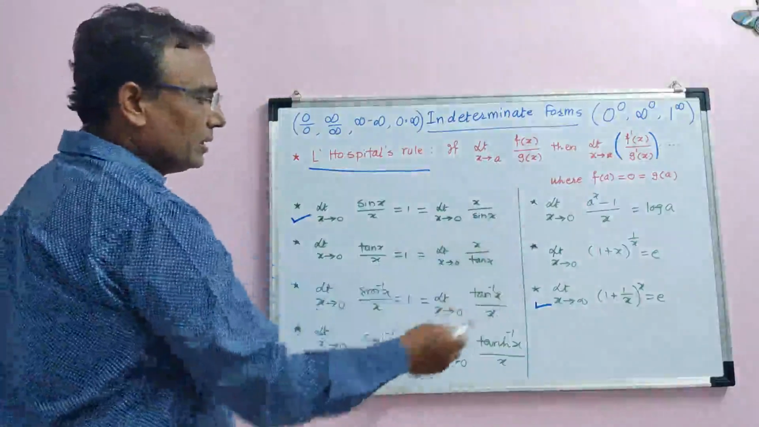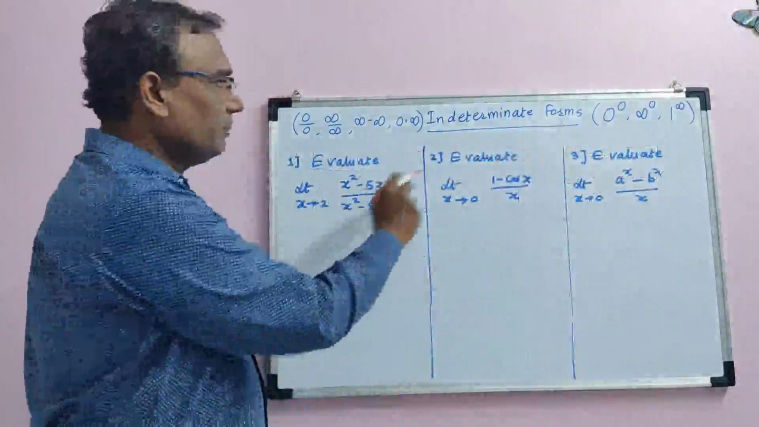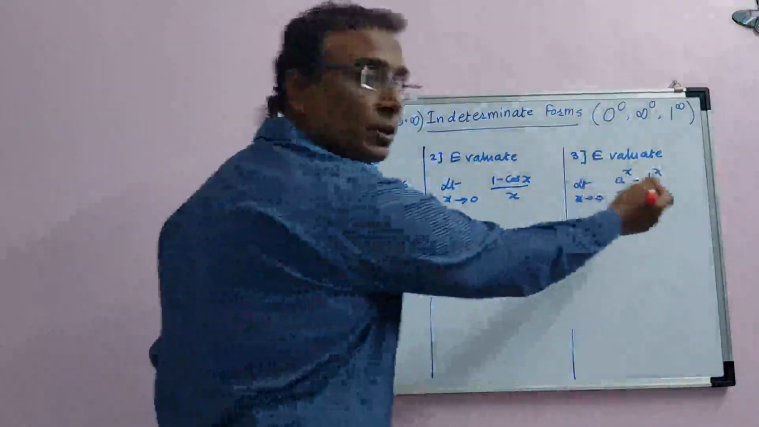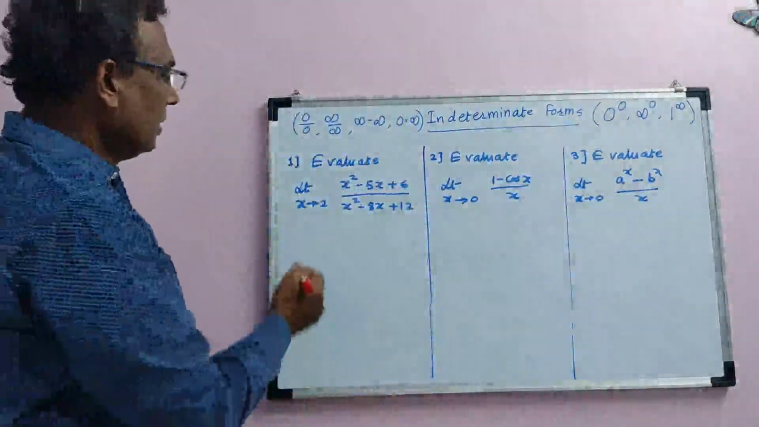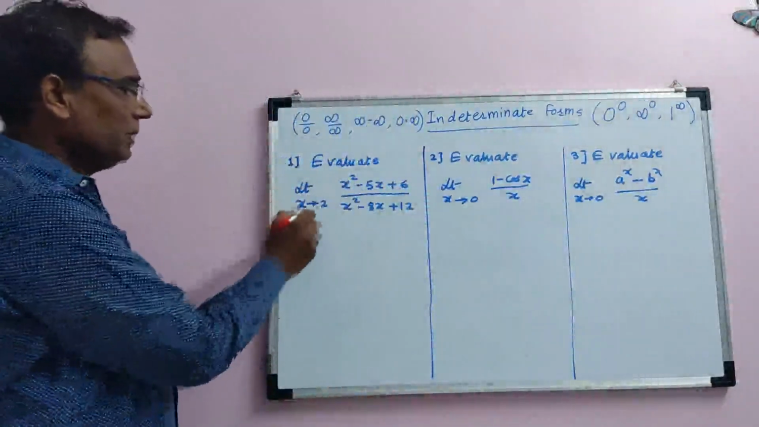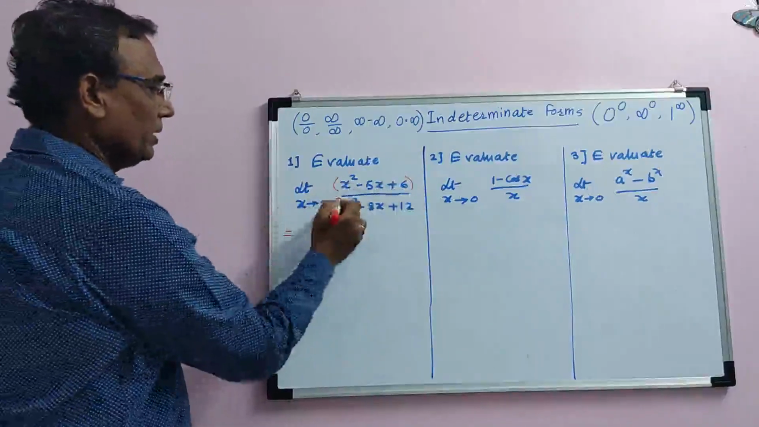And these formulae may be asked in the examination. Now, 3 limits we are going to evaluate. In the examination, the value of the limits may be asked. Now, the problem we are going to solve is limit as x tends to 2, numerator by denominator.